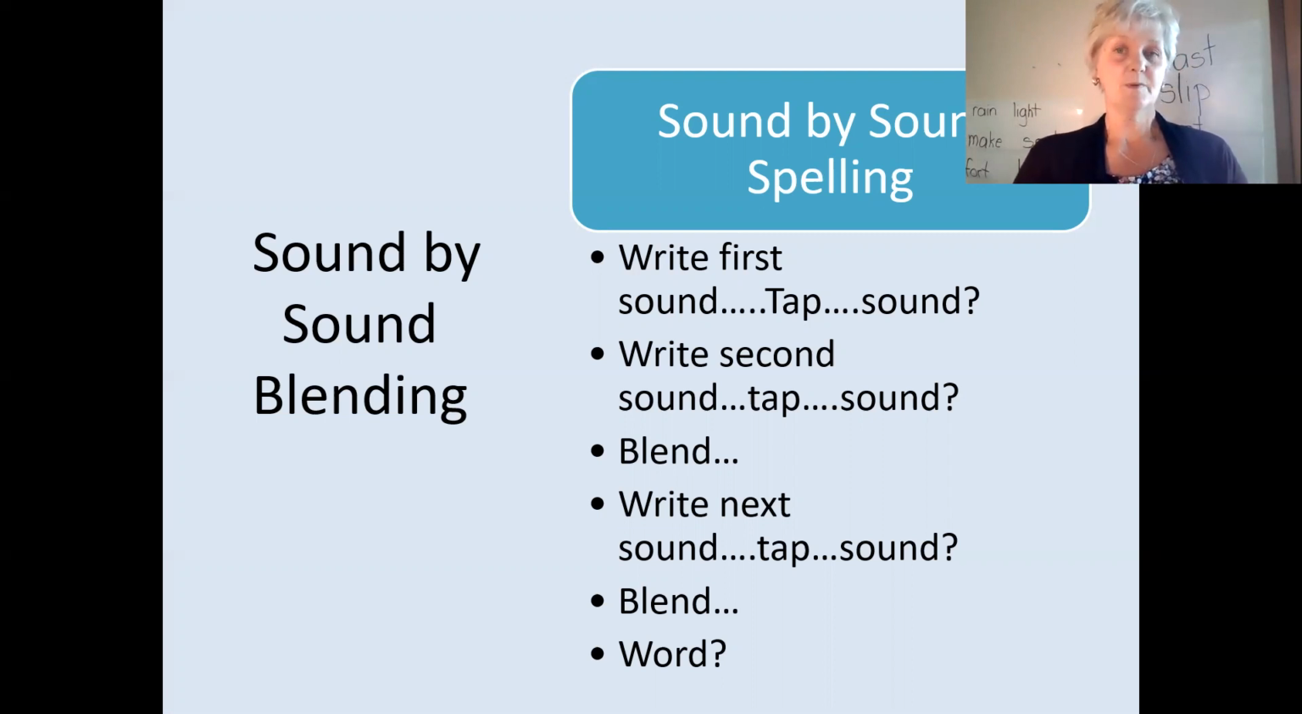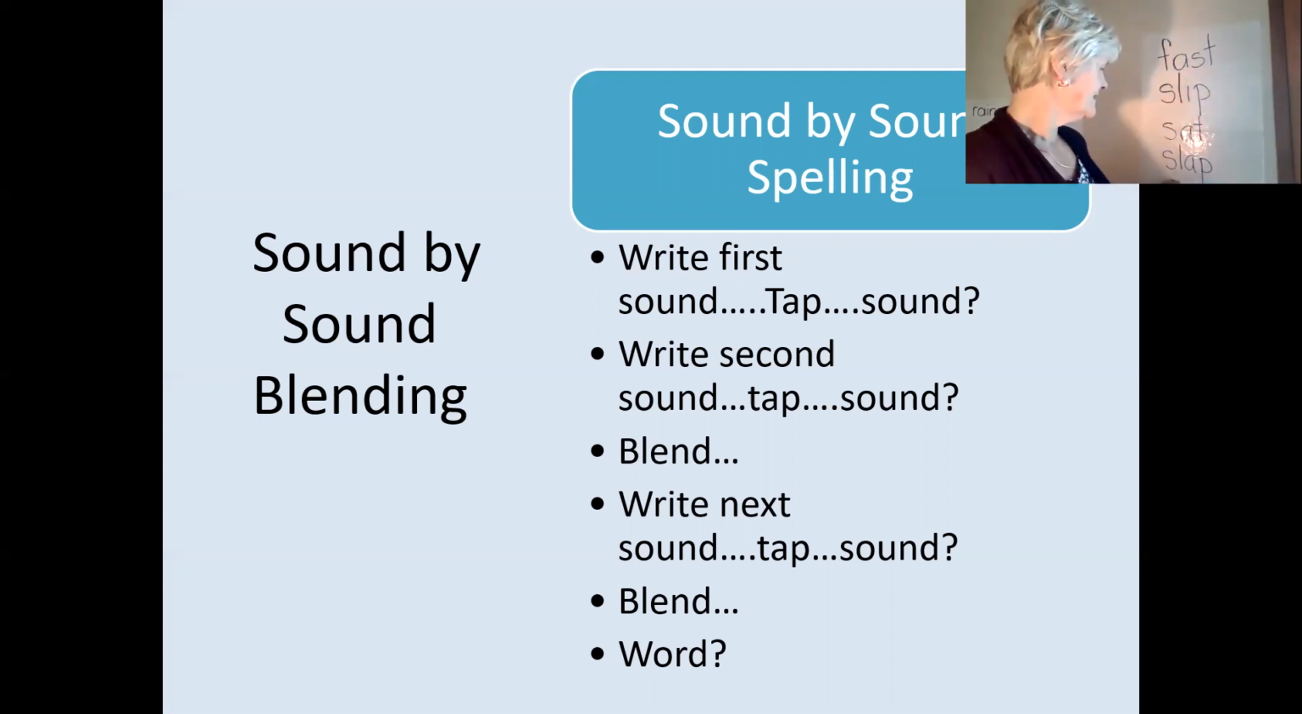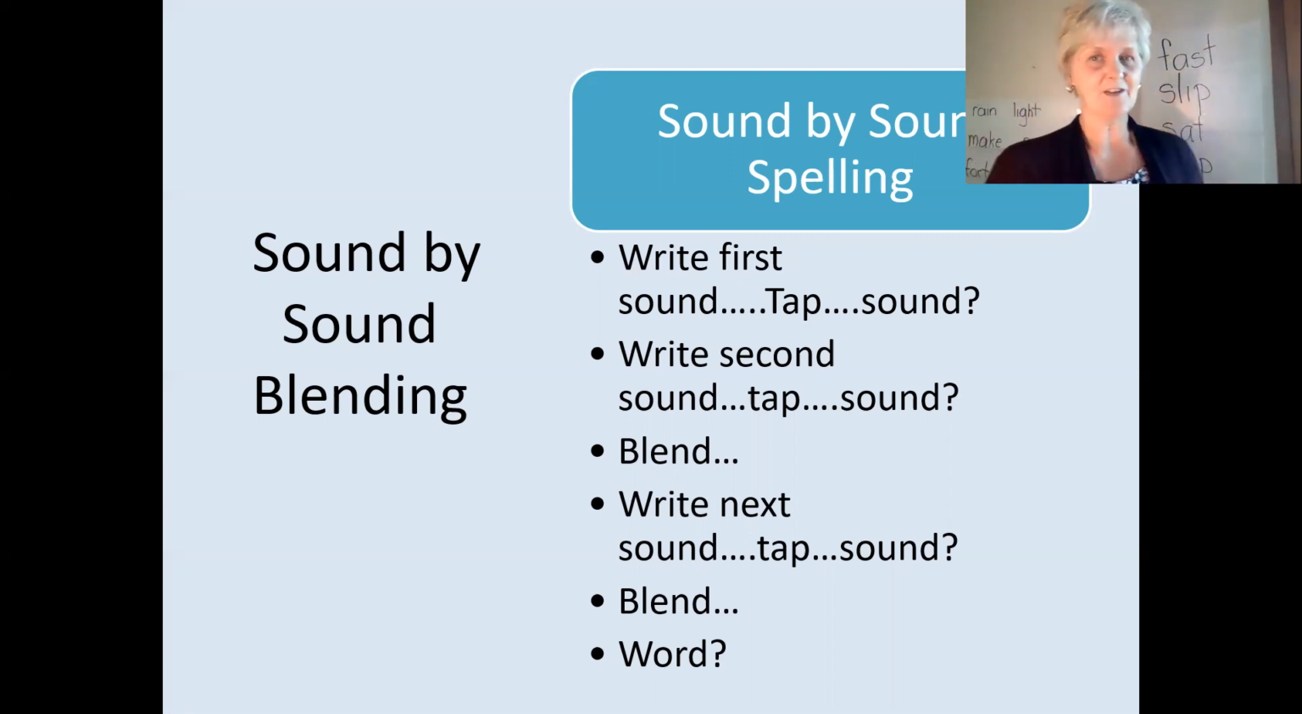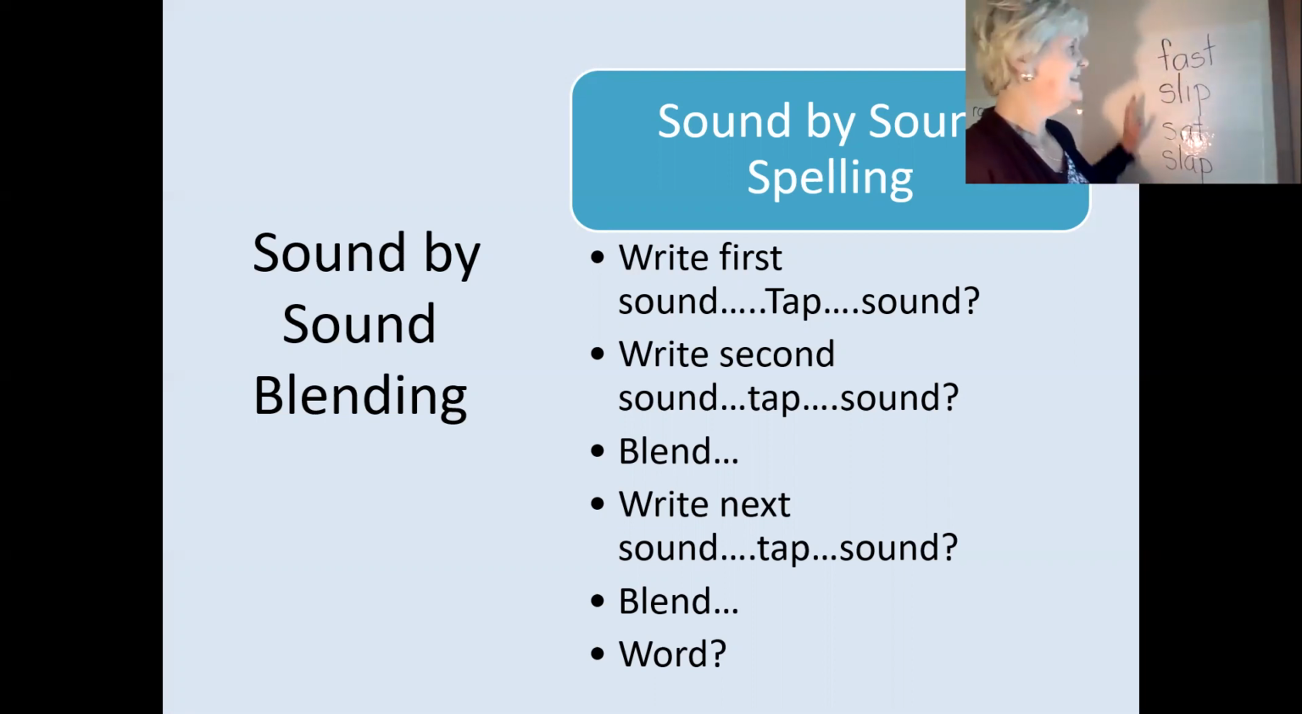So that's what sound by sound blending looks like in a school. And it is really meant to help students move into that 3rd box, which is unitizing, beginning to see these letters coming together as units. So we're actually going to practice this for a couple of minutes. Here are the words I want you to practice, the same ones that I did: fast, slip, sat, slap.